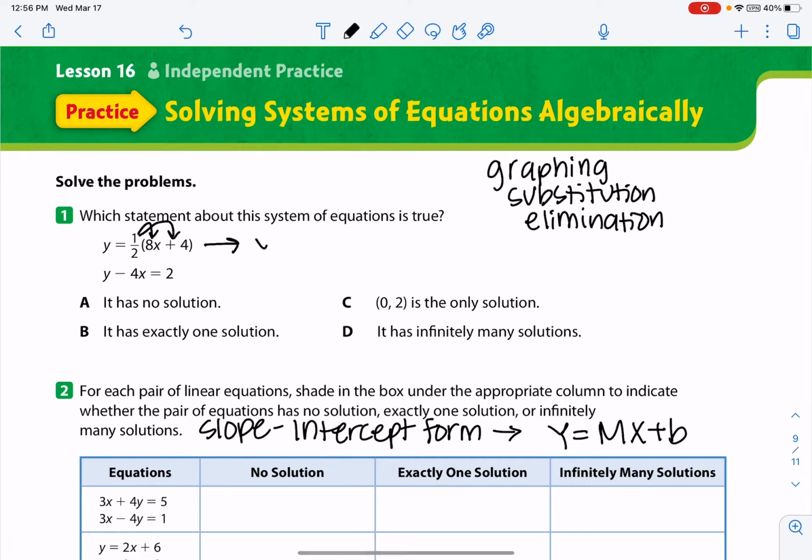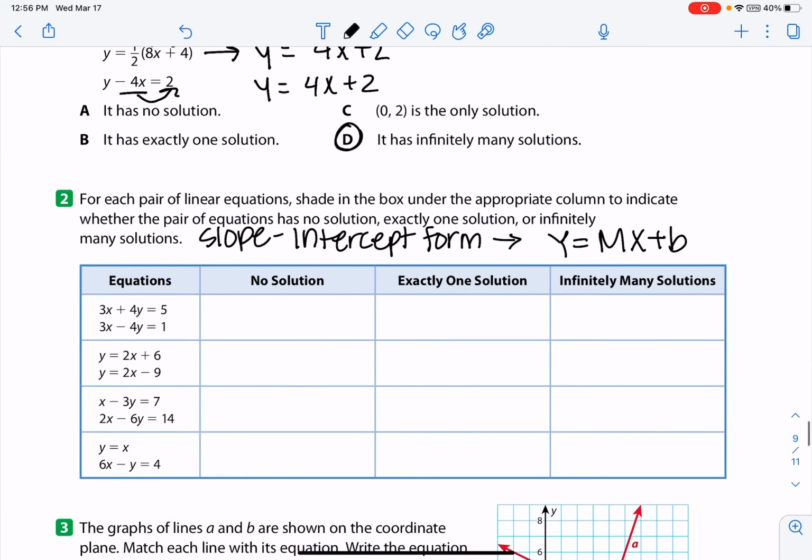And it simplifies to y equals 4x plus 2. The bottom, I need to move that negative 4x to the other side, so I'll move its inverse. So y is also equal to 4x plus 2. And if you notice, they're the exact same equations, so the number of solutions is infinite. All right, moving on to number 2.